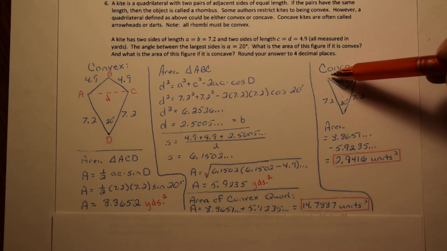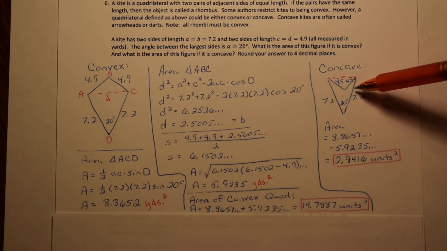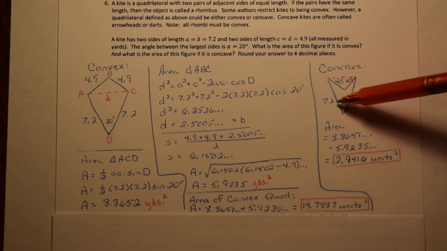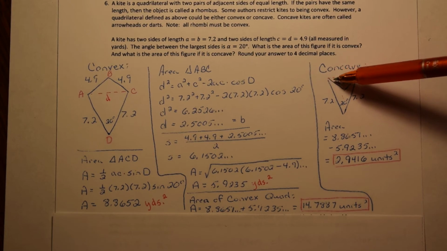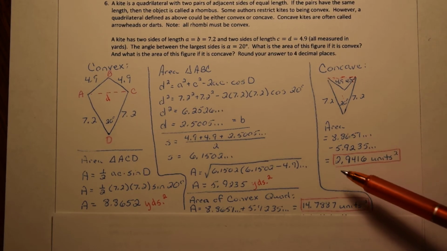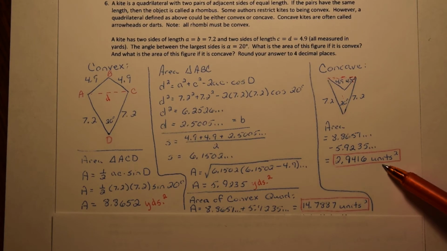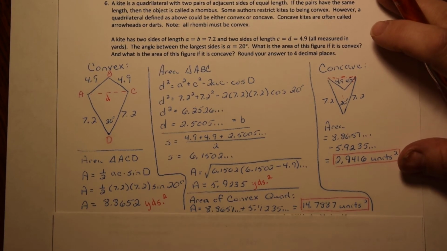So to find the area of this kite, or the arrowhead shape, we would take the area of the big triangle and subtract the area of the little triangle. So 8.8 number minus 5.9 number is 2.9416, and so on, square units. Whew, that takes care of problem 6.